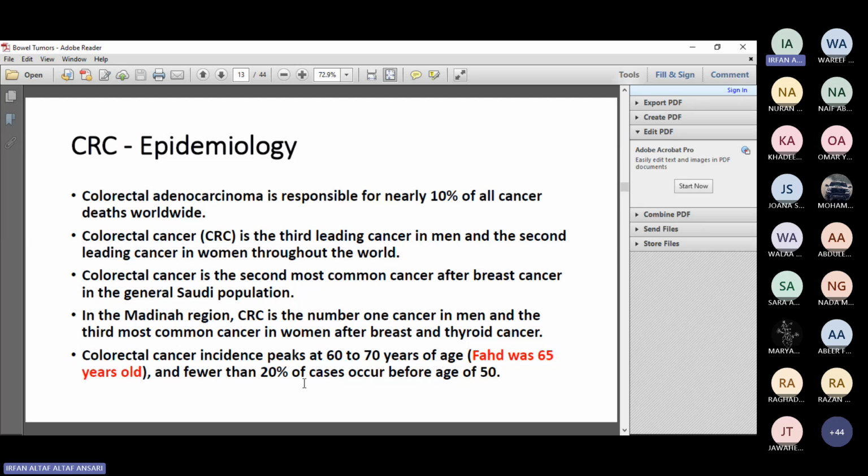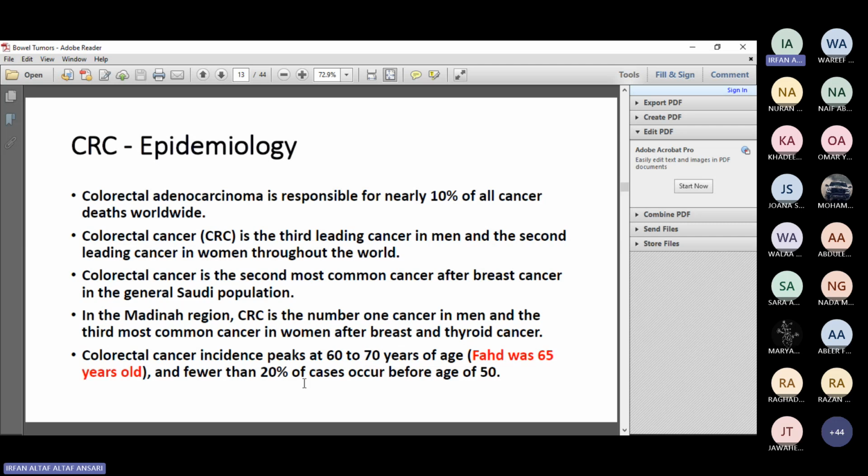And both of these cancers are related to the diet. Okay. You see, due to westernization, our diet has changed totally. We don't eat our normal diet of the region. The change of diet will lead to a shift in the epithelial response, and that can lead to the development of cancer. Coming to the Medina region, CRC is the number one cancer in men and the third most common cancer in women after breast and thyroid cancer. See, in our region where we are residing, CRC has become the most common cancer in men.